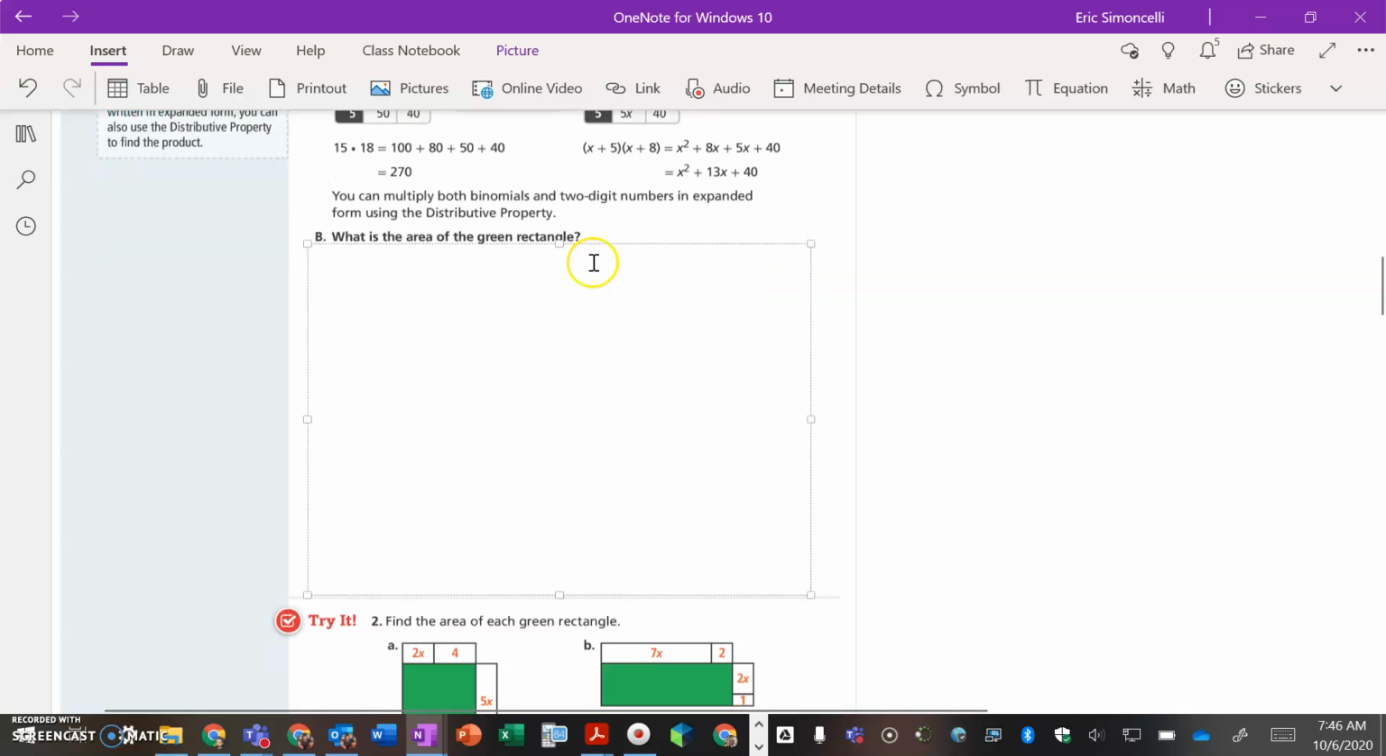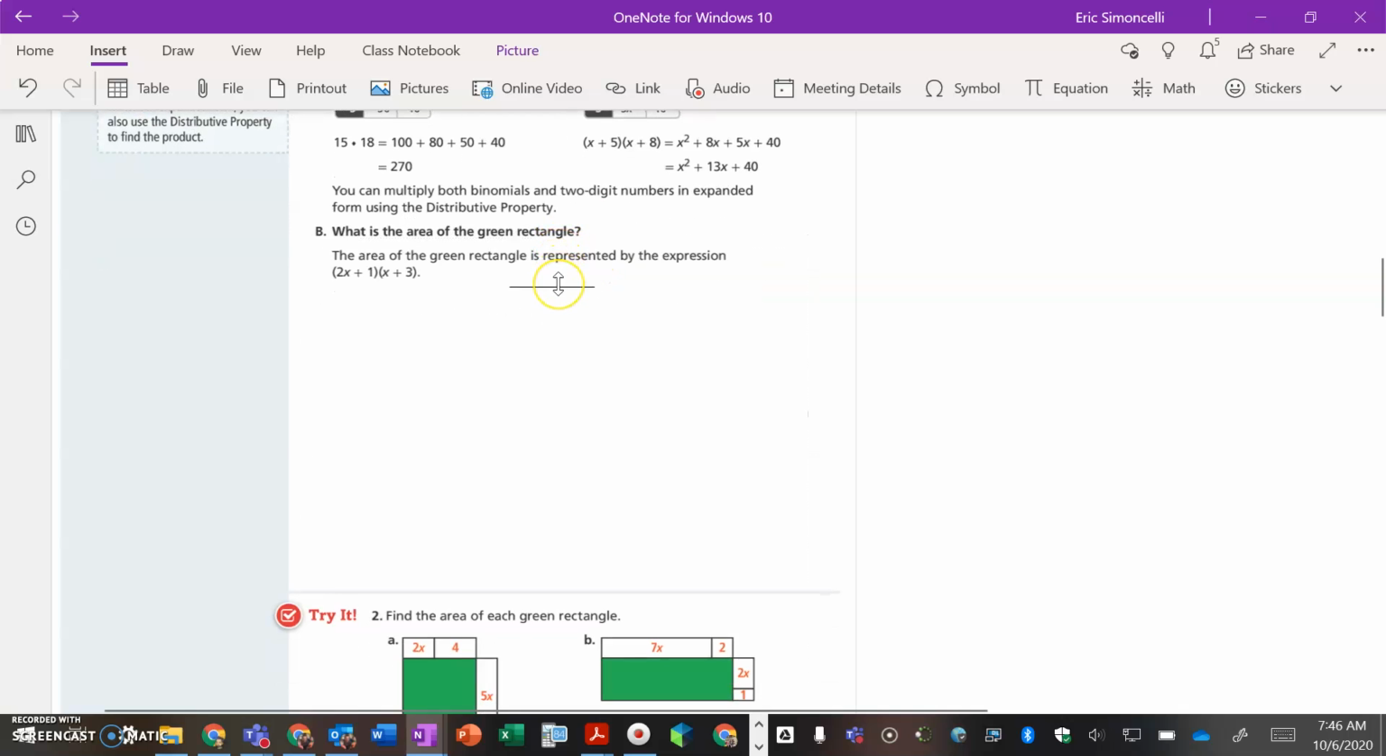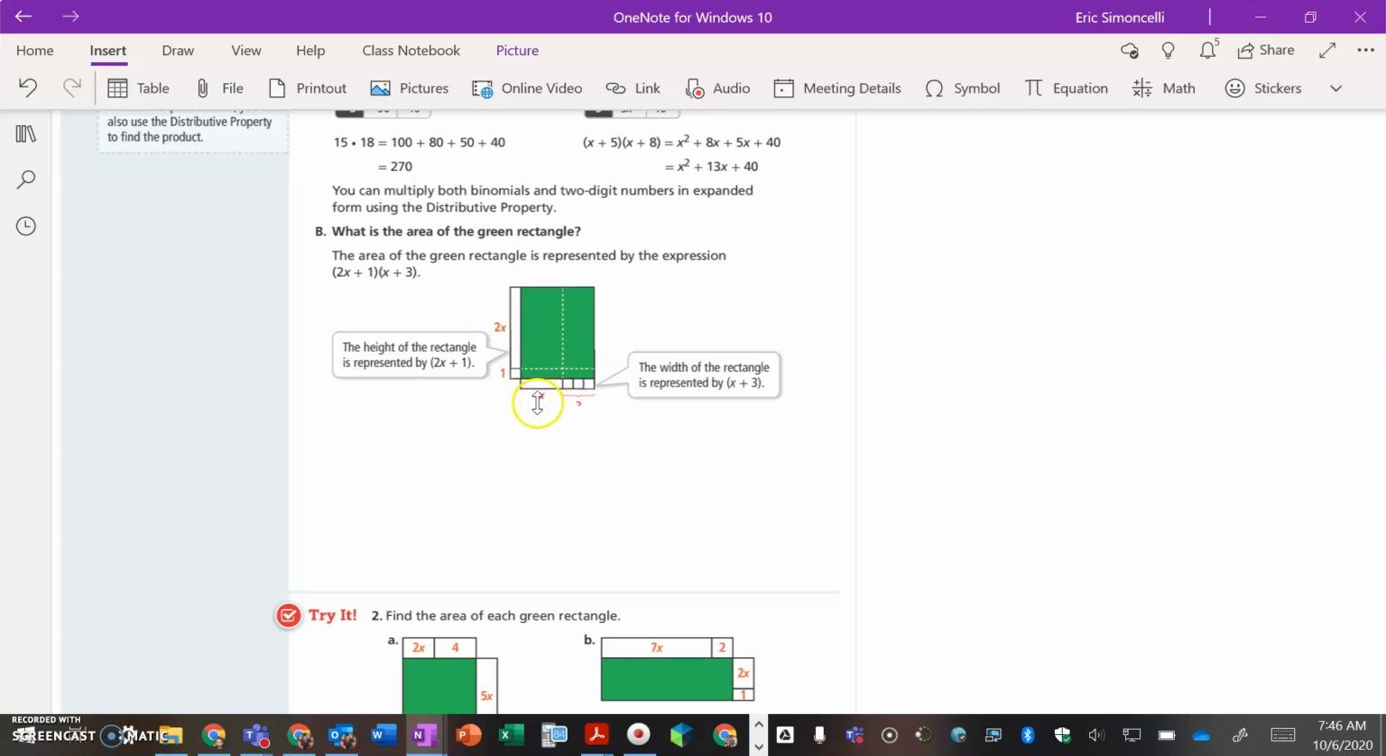Okay, so let's take a look. The area of the green rectangle is represented by the expression, as we see, 2x plus 1 and x plus 3. Okay, so the nuances of the picture, and yes, we've talked about geometry in the past and how it applies in different ways. This is really just to help us frame our understanding a bit more. So the height of the rectangle is represented by 2x plus 1.